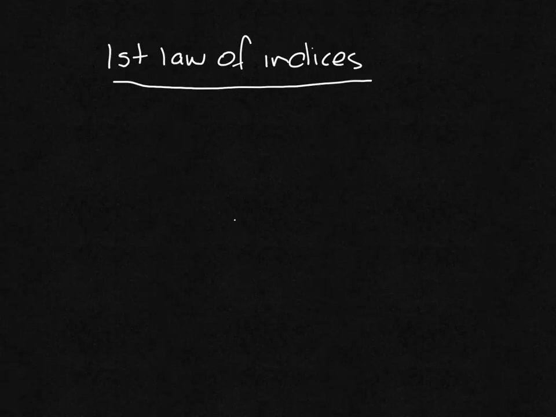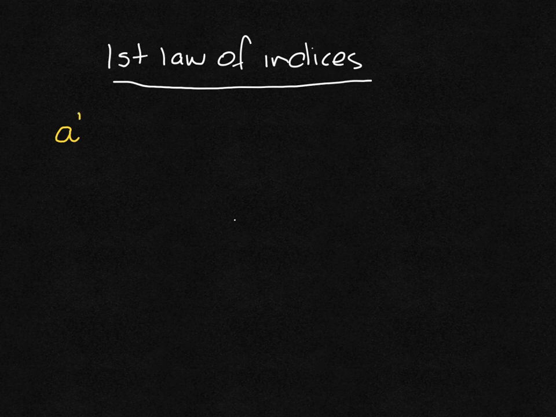Okay, in this video we're going to go over the first law of indices. And the first law of indices states that if you've got some sort of base to the power of m times another base to the power of n, often the same, that is equal to a to the power of m plus n. Note that the bases have got to be the same.